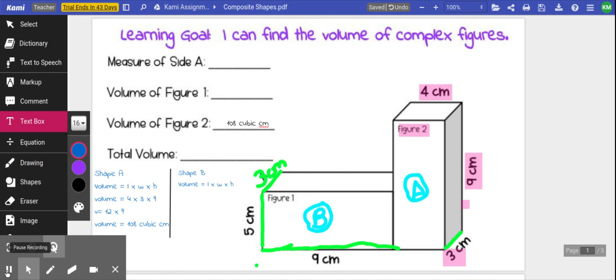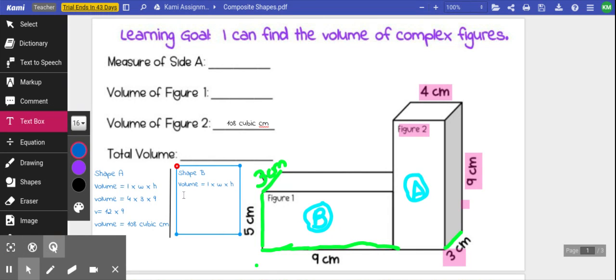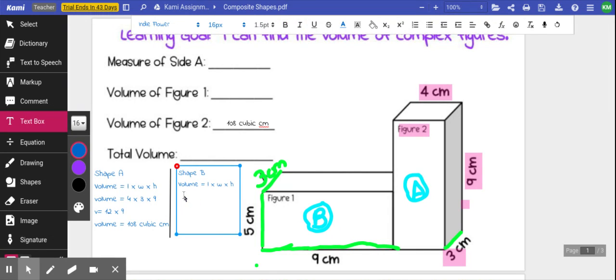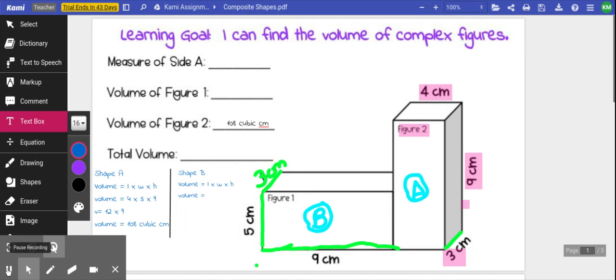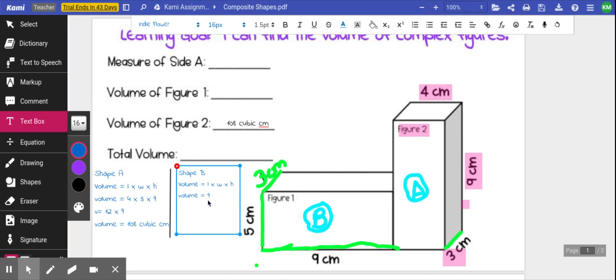So I've already written down my formula. Volume is equal to length times width times height. So I'm going to go ahead and plug my dimensions into the formula. So here I have the length, 9, times the width, which was 3, and the height was 5. So we can do our calculations.